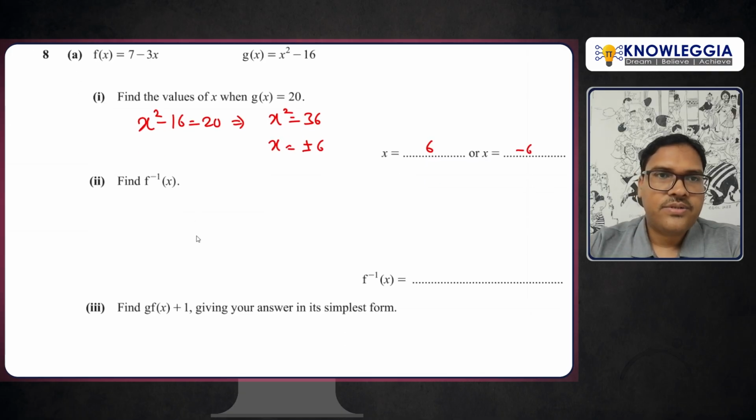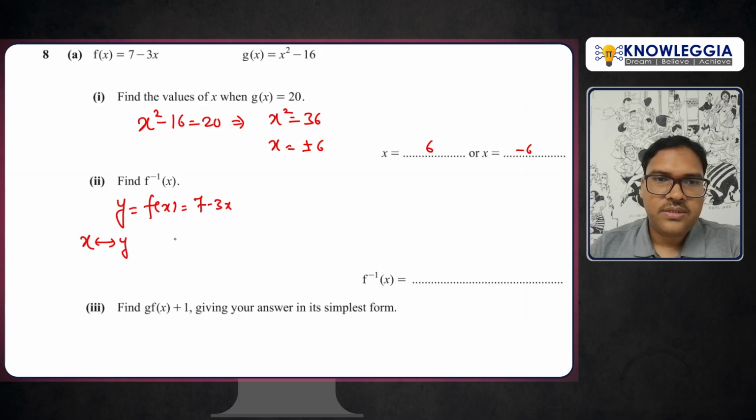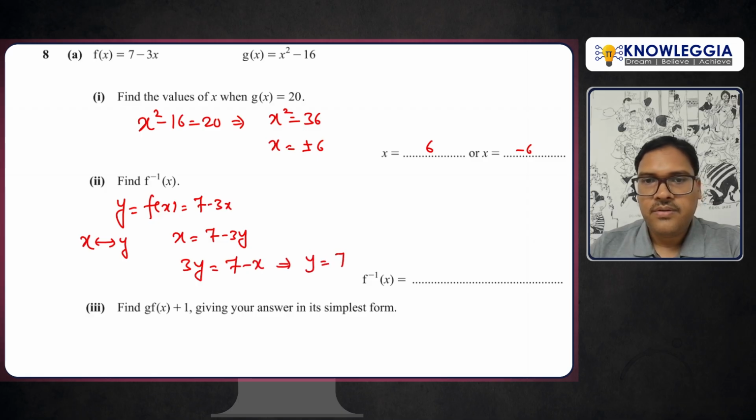Right. Find f inverse of x. So we have y is equal to f(x), which is equal to 7 minus 3x. Now to find the inverse, interchange x and y. So x is equal to 7 minus 3y. Now find y in terms of x, make y the subject. So 3y is equal to 7 minus x. So y is (7 minus x) upon 3. So what is f inverse of x? It is (7 minus x) divided by 3.